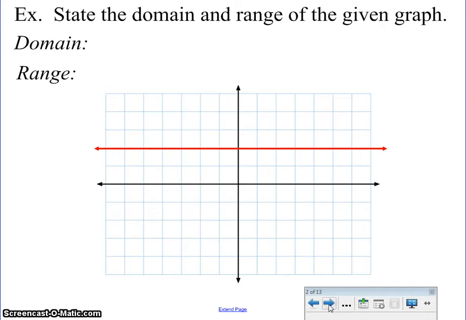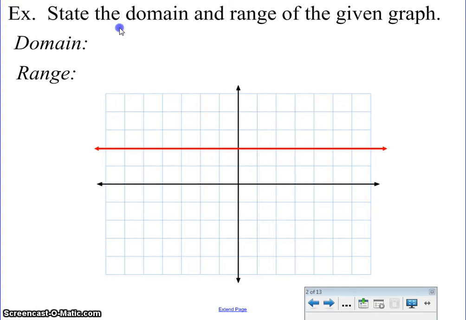The first couple that we have here are actually review. The first question says, state the domain and range of the given graph. This was something that we did in the previous lesson. So I want you to take a moment and determine for me what the domain is and what the range is. Go ahead and press pause. Give it about 30 seconds to get this written down. When you're ready, push play.